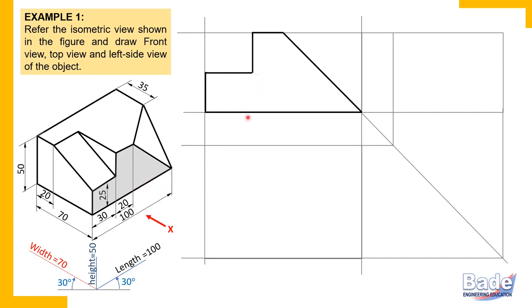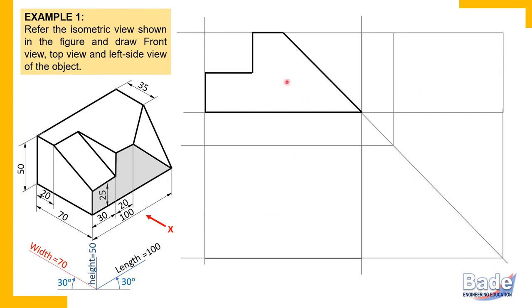Orientation of length has changed, and we know that in isometric view length appears at 30 degrees and in front view length appears horizontally. So this edge simply has become horizontal. That's all. And this is the true shape of this surface that appears in the front view. Now this surface has its true shape in the front view, that is, it is parallel to VP, and therefore this surface appears as a line in the top view and a line in the side view.